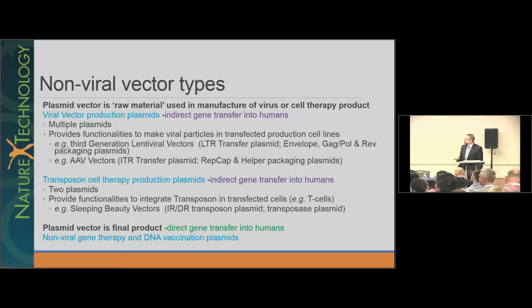All right, so there are two types of vectors that we deal with. I'm going to talk a lot about the indirect gene transfer vectors today, but there's the direct and the indirect. The indirect are where the plasmid is used to actually make the product, but the plasmid isn't actually part of the product. So this would be viral vectors like AAV or lentiviral vectors and transposon vectors. And then the direct gene transfer vectors are the ones like you heard in the first talk, where the actual vector is the product, where you're trying to do a gene therapy, for example, or DNA vaccination.